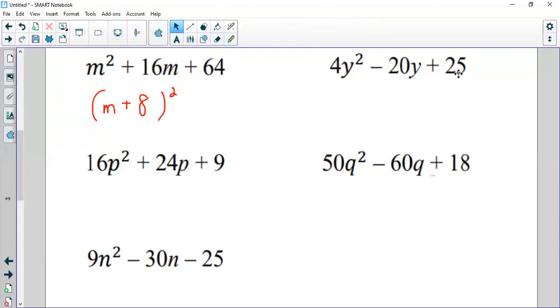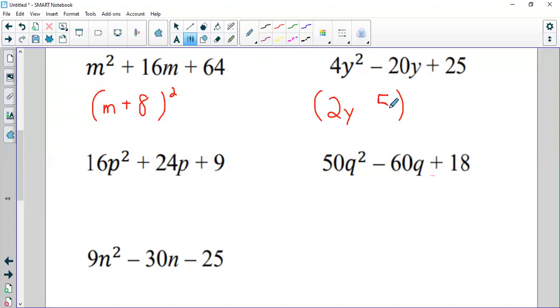4y squared minus 20y plus 25. Is the C term positive? Yes. Is the A term a perfect square? Yes. Is the C term a perfect square? Yes. All right, so I can make one parenthesis. I'll take the square root of 4y squared, 2y. I'll take the square root of 25, 5. The B term is a negative, so this is a negative. If I multiply 2y times negative 5, I get negative 10, and double that, I get negative 20y. Square my binomial, there's my answer. It's really that simple.